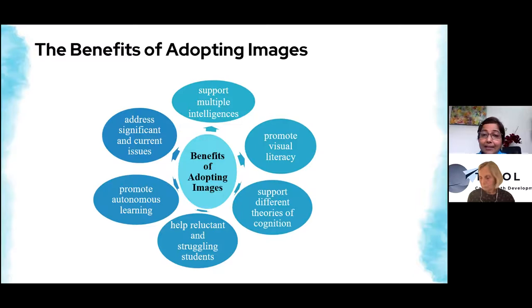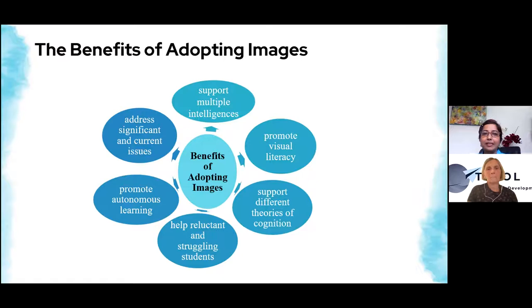And something which is very important is the support of different theories of cognition. One of the earliest theories of cognition which supports the adoption of images is Allan Paivio's dual coding, where he talks about the importance of using both sides of our cognitive functions, which are divided into language and images. And then you also have Mayer, who talks about multimedia learning, where students learn more effectively by adopting both words and images than words alone. So these are some of the theories of cognition which support the benefits of adopting images.